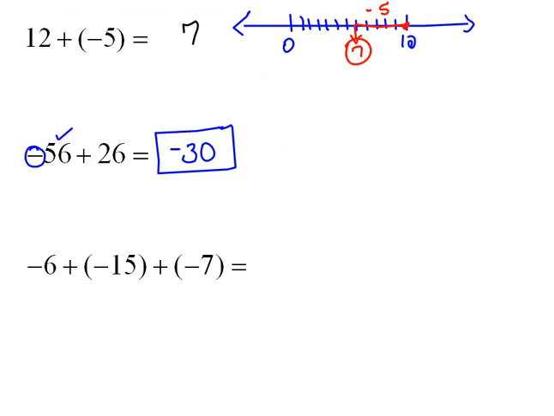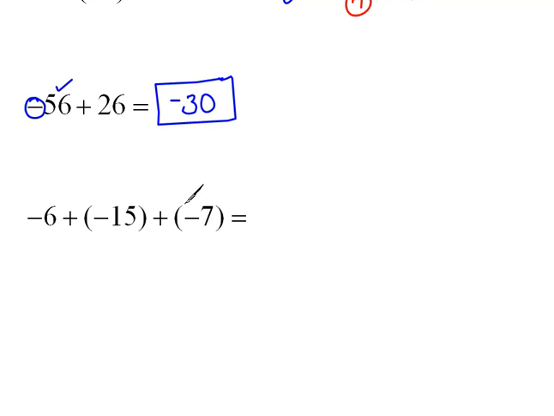All right, let's try one more here. This one actually has 3 things. Well, we can only add and subtract 2 things at a time. So let's just do this -6 and the -15. Here our signs are the same, so we will add the numbers. So 6 and 15 would be 21, and we keep the sign. Since they're both negative, our answer is negative. Now we still have to add that -7. But again, our signs are the same. So same signs, we would add. That would be 28, and we keep the sign. So our answer would be -28.